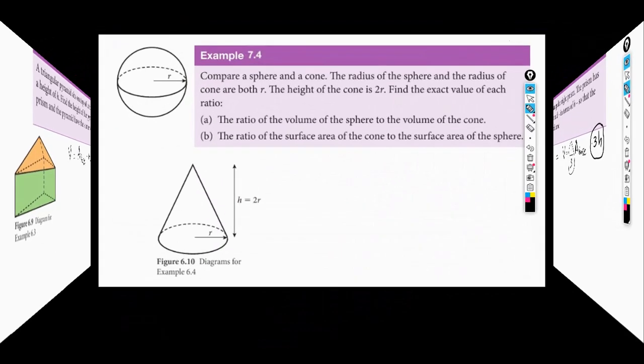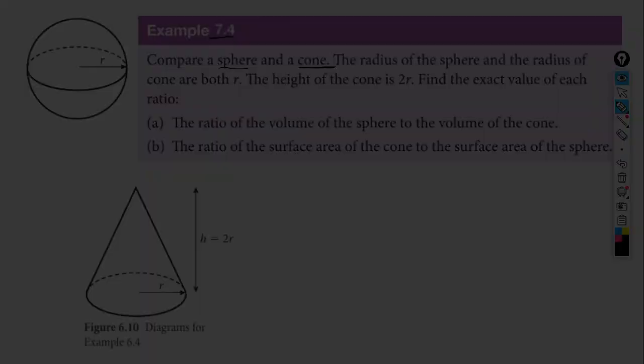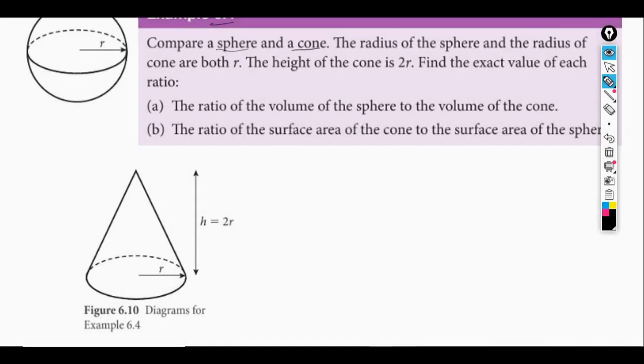to be equal. We will finish this video with example 7.4, where they ask us to compare a sphere and a cone. The radius of the sphere and the radius of the cone are both r. The height of the cone is 2r. Find the exact value of each ratio. So we're going to start with part A, where they want us to find the ratio of the volume of the sphere to the volume of the cone.